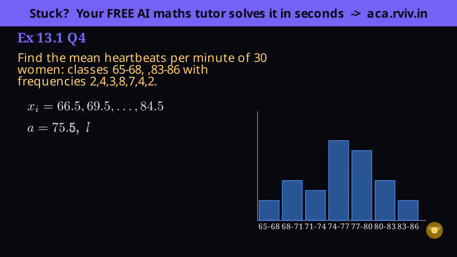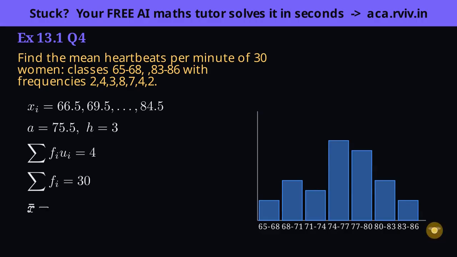Picking in the middle is deliberate. It keeps the deviations small and balanced on both sides of 0. Form the u_i values, the deviations divided by 3, multiply each by its frequency, and add. Because it sits in the middle, the positives and negatives nearly cancel, leaving just +4. Add the frequencies for the total, 30 women.